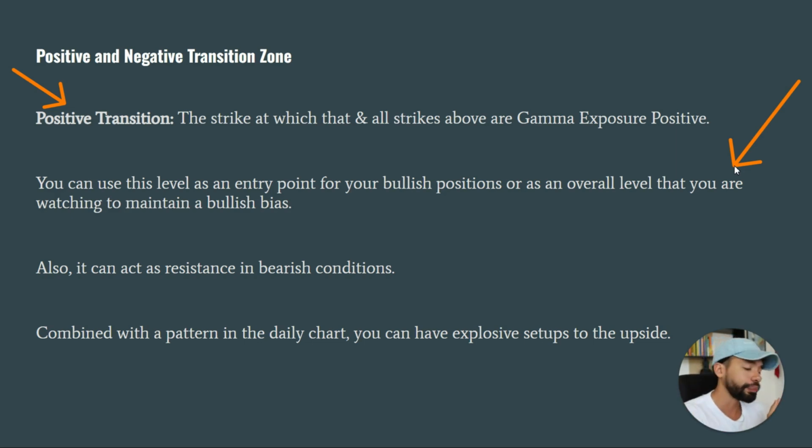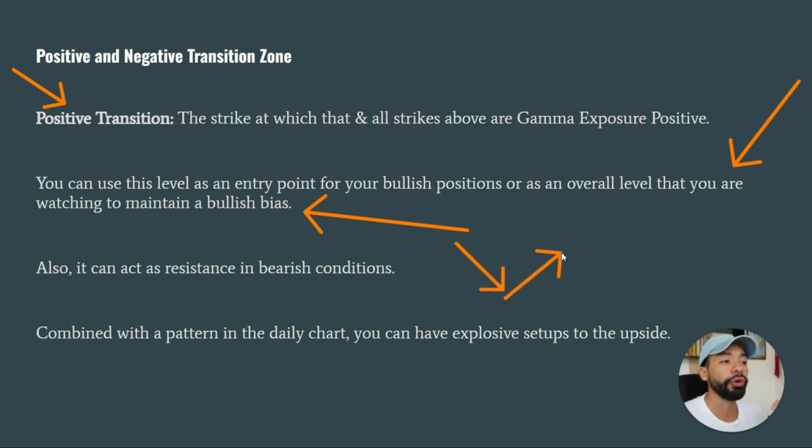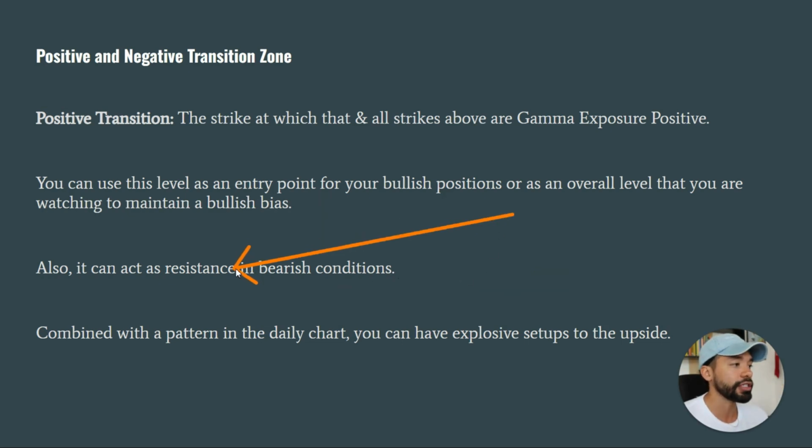And of course, you can also use that level as a level in which you will consider that if price continues to trade above it, then you can keep a bullish bias and keep looking for higher prices in the equity that you're trading. And of course, if you are below this level and you're testing it from below, it can also act as resistance.